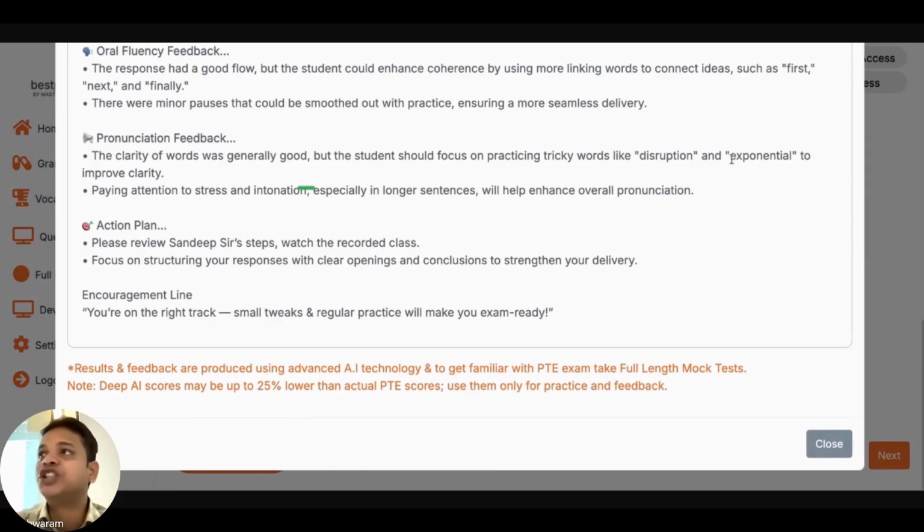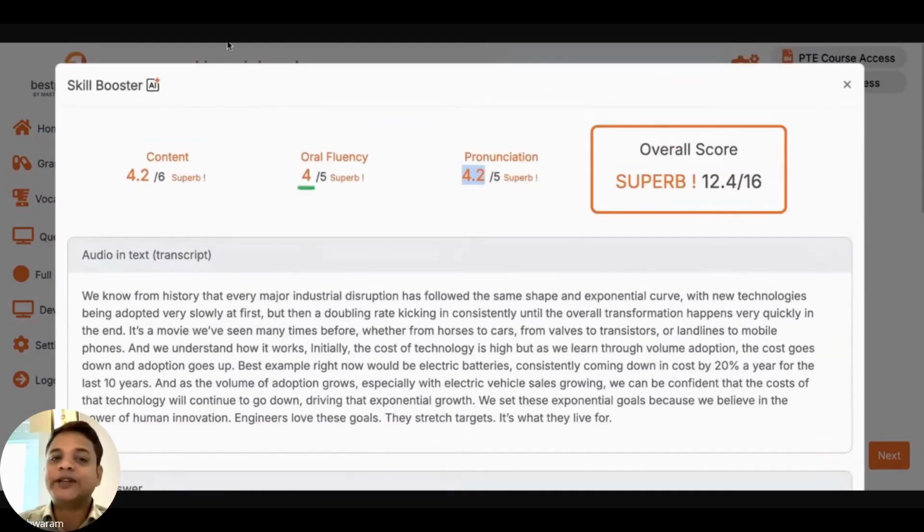Then the other word is exponential. I should practice it for the next time. Paying attention to the stress and intonation is better. So it's okay, no problem. Longer sentences. Everybody understood, sir?